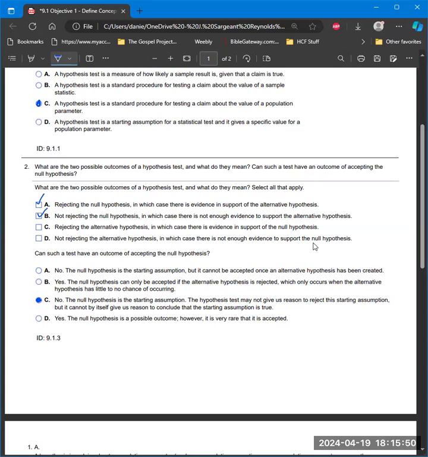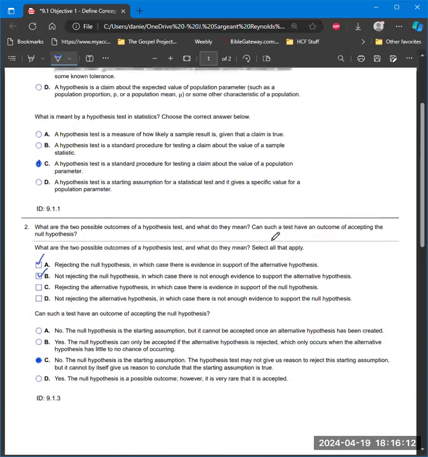The hypothesis test may not give us reason to reject this starting assumption, but it cannot by itself give us a reason to conclude that the starting assumption is true. So if we were given different evidence, if we were given a different level of significance, we might come to a different decision, right?